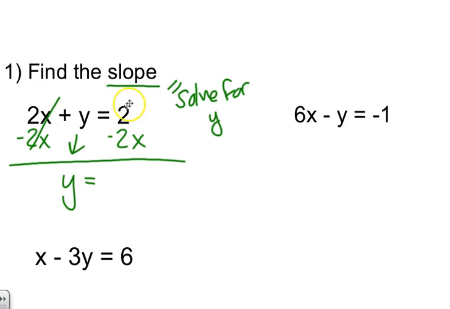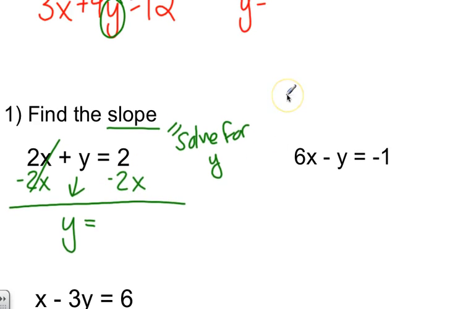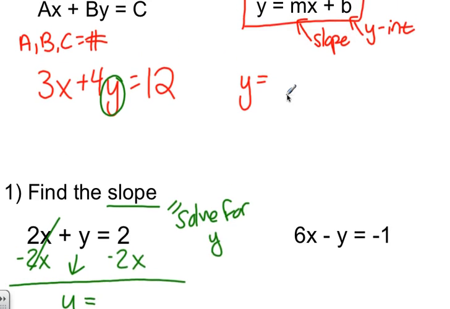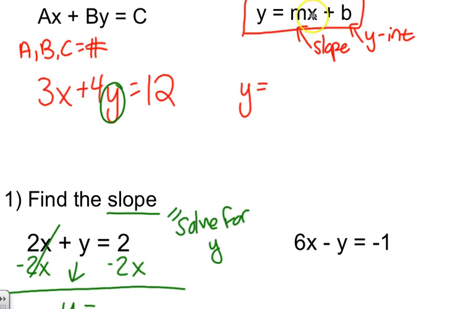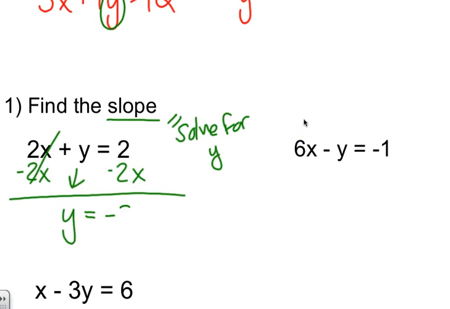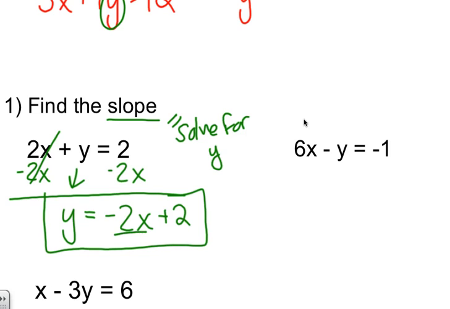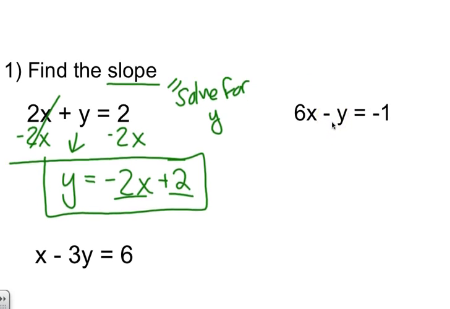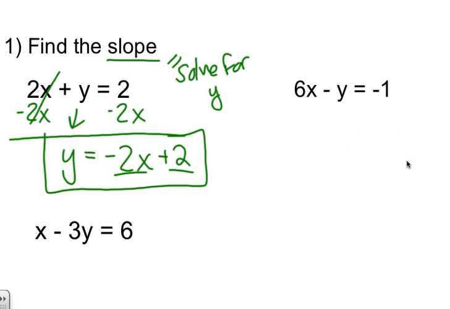And I cannot combine this 2 and this negative 2x because they both don't have the same variable. And so I'm going to rewrite it. And I'm going to be strategic in the way that I rewrite it, in the fact that I want my x term to come first and my y-intercept to come last. So strategically, I should write negative 2x and plus 2. Could you have it another way? Yes, but typically this will be your slope, y-intercept. That's the most common form for our slope-intercept.